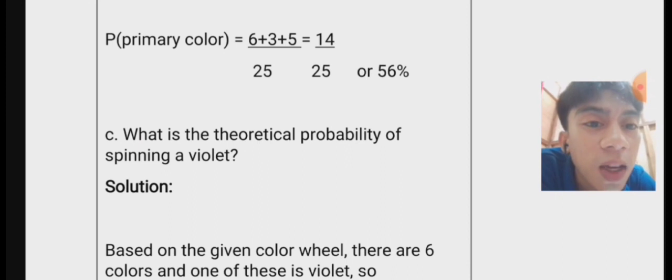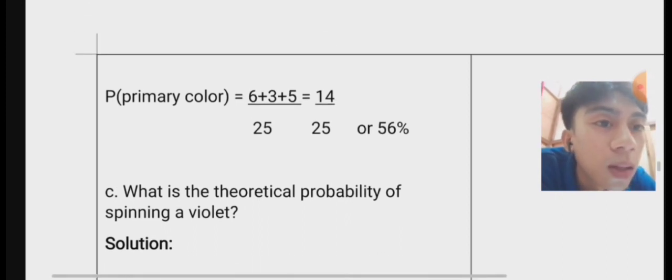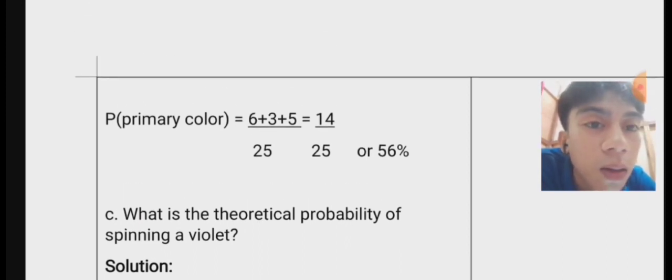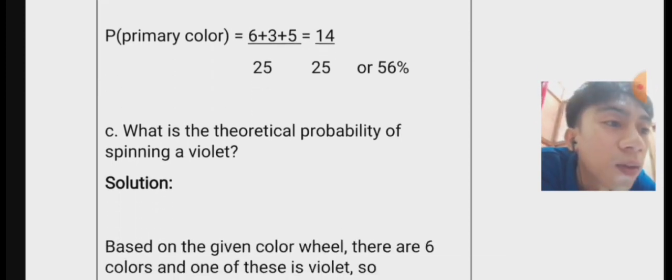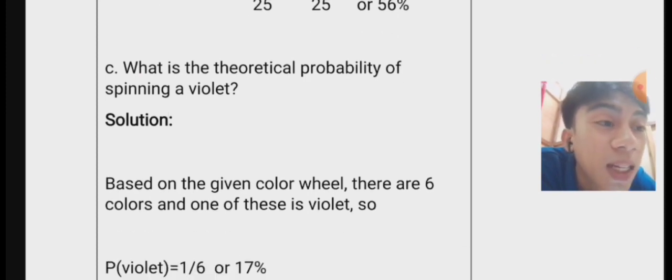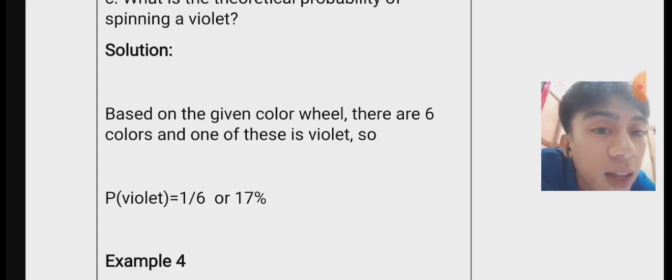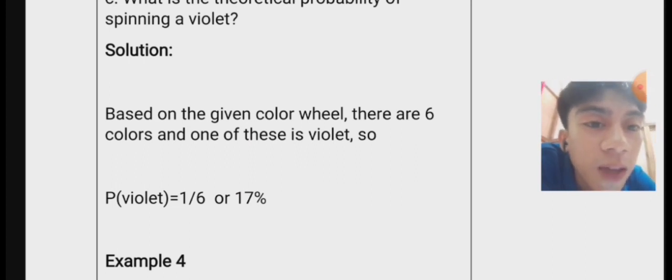So what is the theoretical probability? In the primary color example, the 56% is the experimental probability. Now let's have an example of theoretical probability: spinning a violet. Based on the given color wheel, there are 6 colors and one of these is violet. So the probability of violet is equal to 1/6 or 17%.